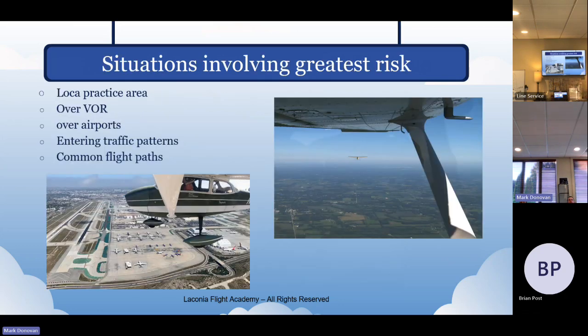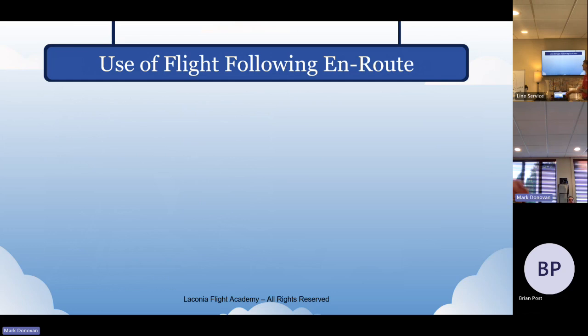Situations involving greatest risk: local practice area, like around here, it's over the lake. Over VORs, VHF omnidirectional range radio, we can talk about that shortly. But basically, there's a lot of traffic flying over those for navigation purposes, but also for training purposes. Again, any airport is usually busier. Traffic patterns are very busy, and very common flight paths, which are something called associated VORs. We'll get into them. I don't know tonight, but I might show them.